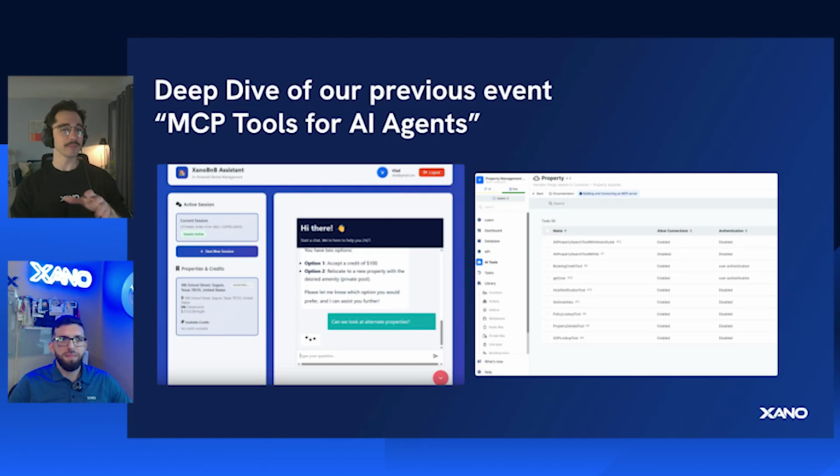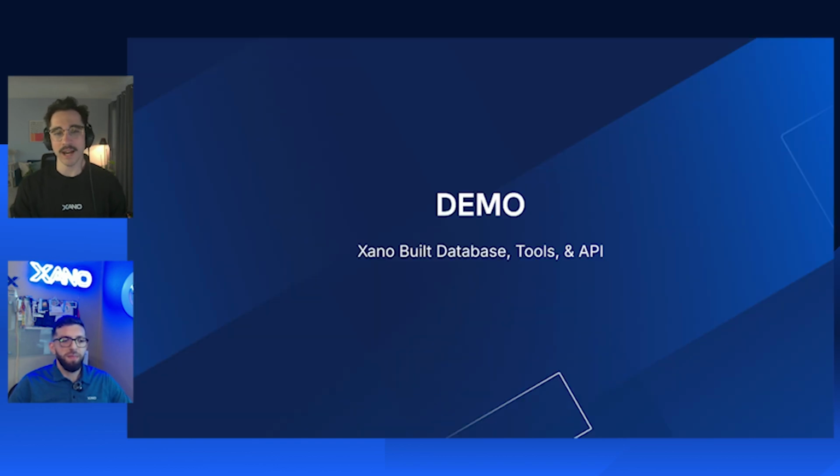Now, we're going to do a little bit of that deep dive, as I had said, into the MCP tools for our AI agents, looking at that Xano B&B scenario that we presented. We'll be taking a look at that front end, as well as the N8N and the actual tooling inside Xano. We'll show how everything is interconnected and how you can replicate the same behavior, the same systems, and accomplish what we've shown in our webinar. So we'll go ahead and hop into this.